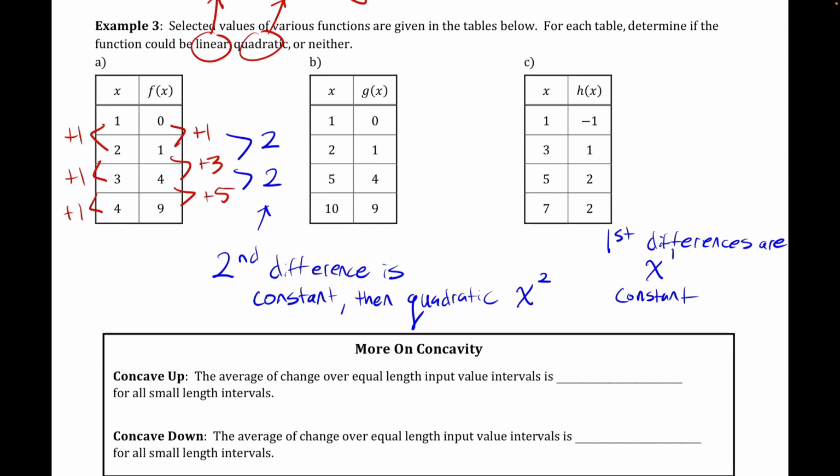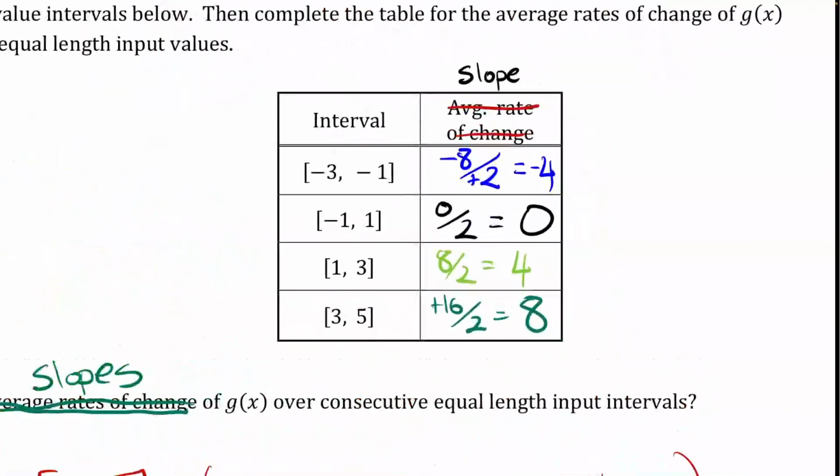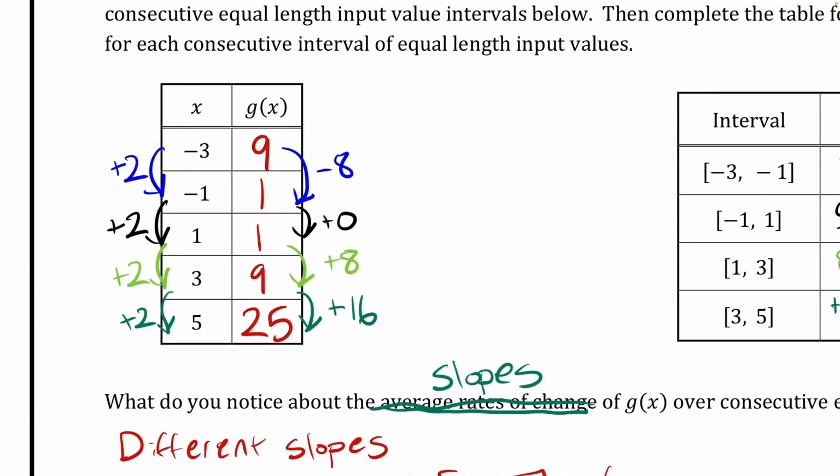Cool. And you can see that in our last table. Look at this. What's the difference between -8 and 0? +8. What's the difference between 0 and 8? +8. What's the difference between 8 and 16? +8. This was the second difference.